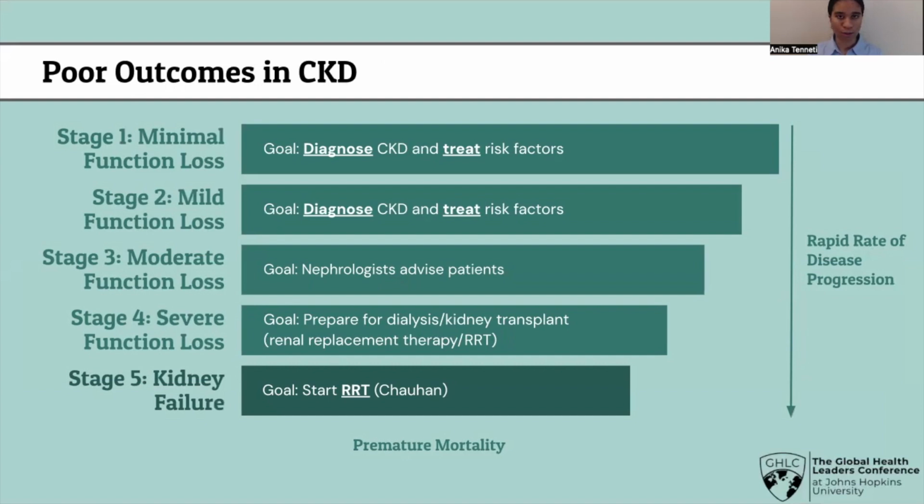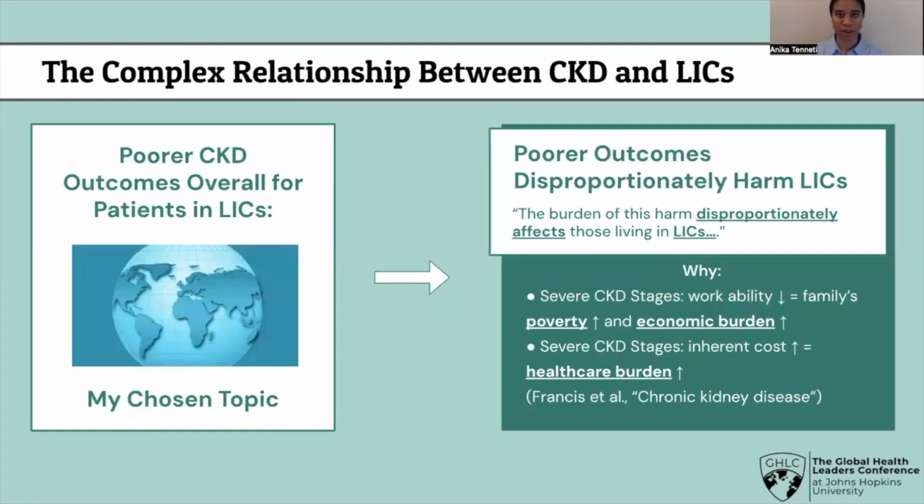Thus, CKD outcome disparity must be framed as a global health issue. To further emphasize my topic's global nature, I would like to point out that poorer outcomes disproportionately harm LICs. After all, in more severe stages, patients can't work, and when their family members are needed as caregivers, neither can they. This is a lost productivity that exacerbates both individual poverty and already high economic burden. Similarly, because severe CKD stages are inherently costly, they exacerbate healthcare burden.